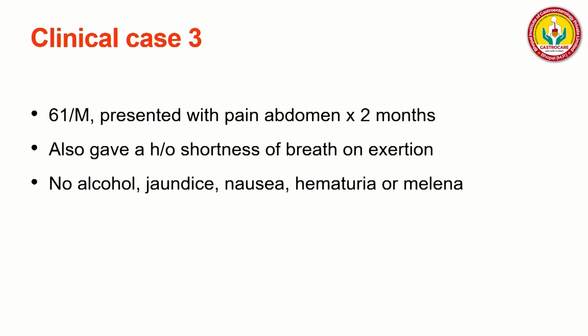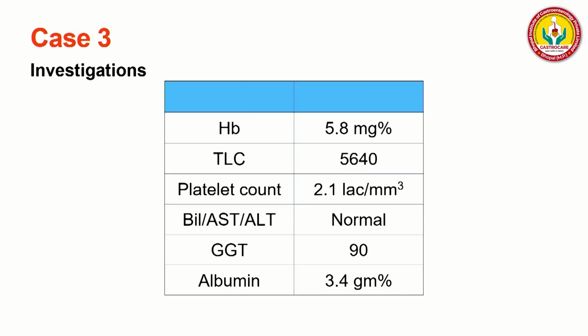So, this is an internal medicine case, ma'am. A 61-year-old male presented with pain abdomen for 2 months, gave a history of shortness of breath on exertion, no alcohol, no history of jaundice, no nausea, no hematuria, no melena. And this is the investigation profile. Hemoglobin comes as 5.8. That explains the shortness of breath. TLC is normal, platelets are normal, LFTs are almost normal except slightly raised gamma GT, and albumin is 3.4.